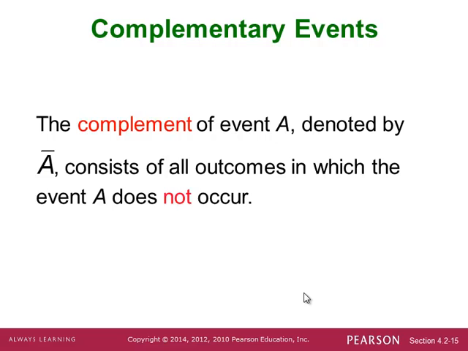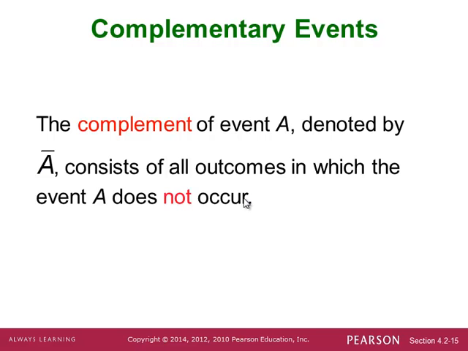Sometimes it's easier to calculate the probability of an event not happening. And when we say that an event doesn't happen, we are actually taking the complement of that event. Here's the notation for it, A complement. It's just the letter A with a little bar over the top. It consists of all the outcomes in the sample space that are not contained in our event.